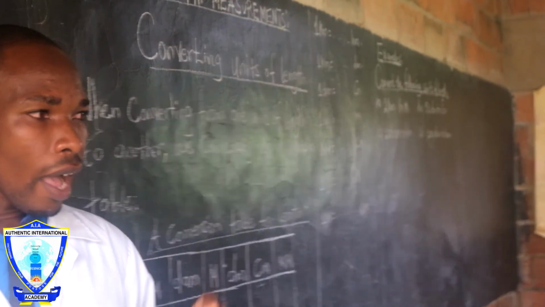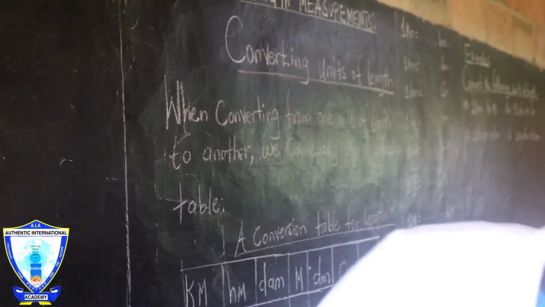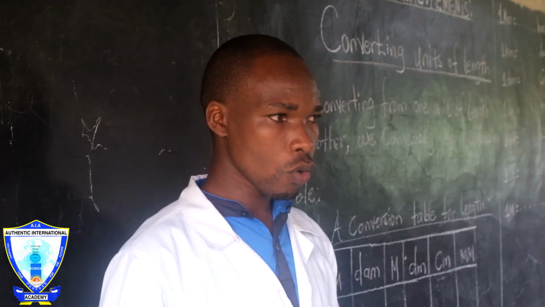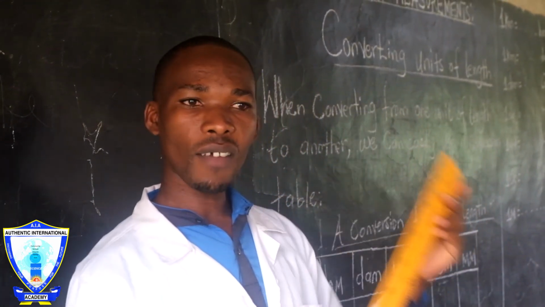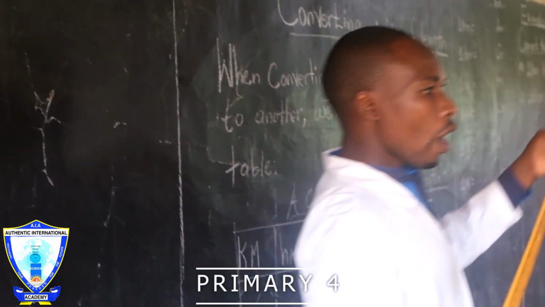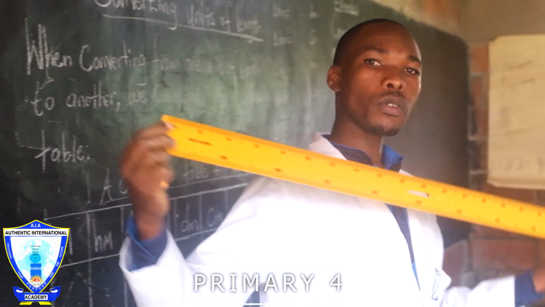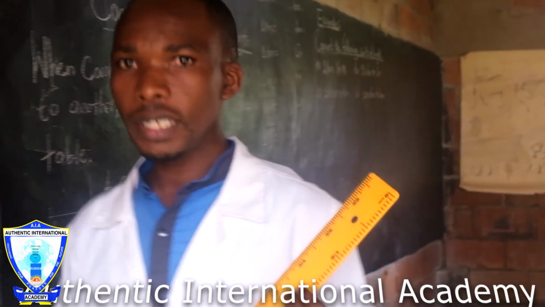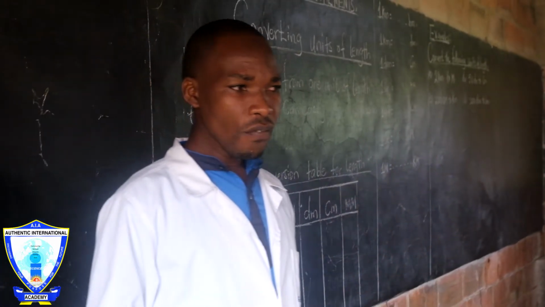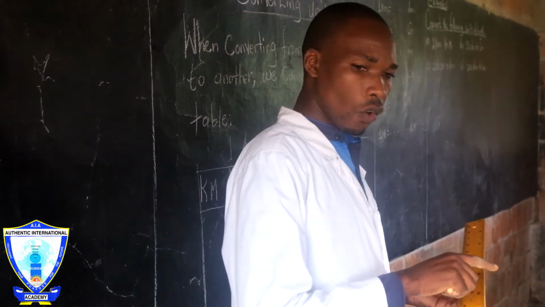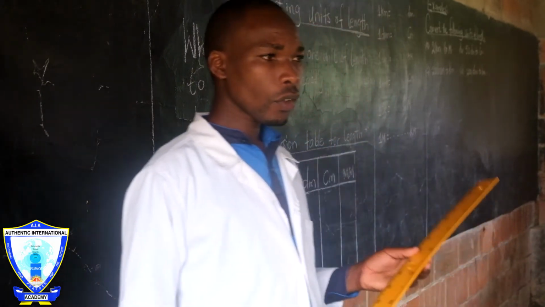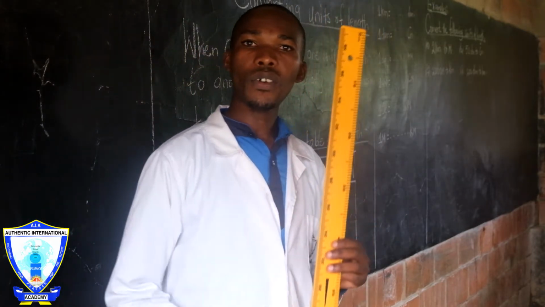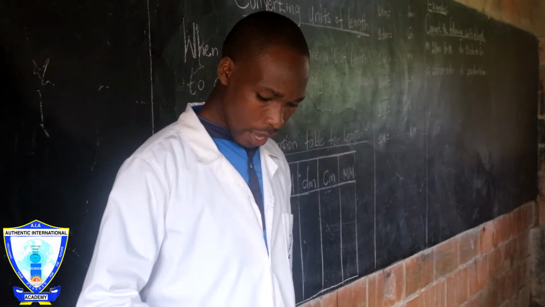Now, among those instruments, I have a meter rule here. This is a meter rule. I told you that it is used to measure short distances. Like, if you want to measure the length of your desk in class, we use this meter rule. If you want to measure the length of the cupboard, we use this meter rule.